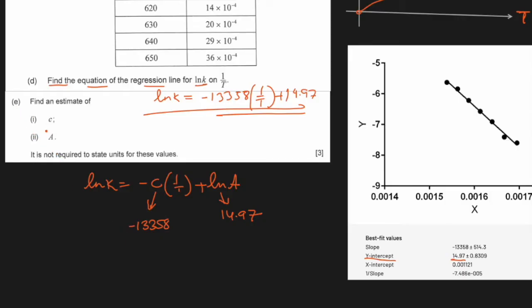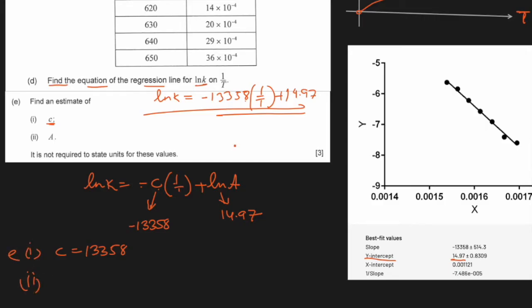Now in E part they're saying find C. So C, because it was minus C, right? So we got this as minus 13358. So C is 13358. Negative has been taken care of.